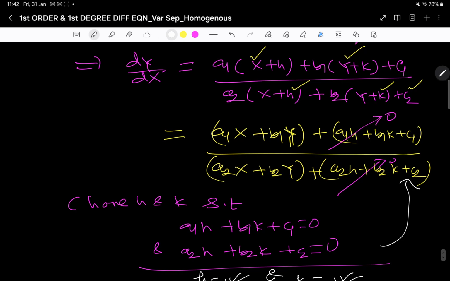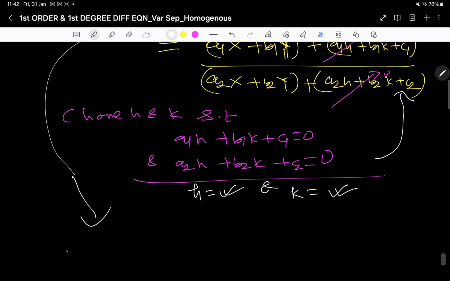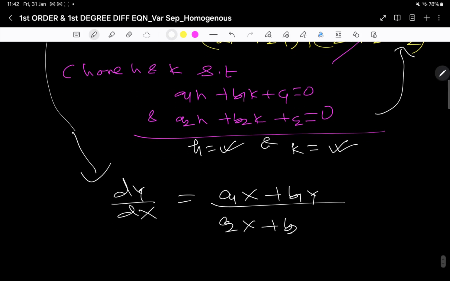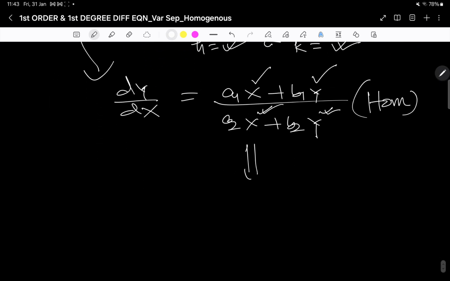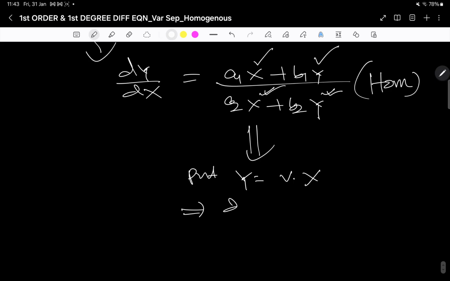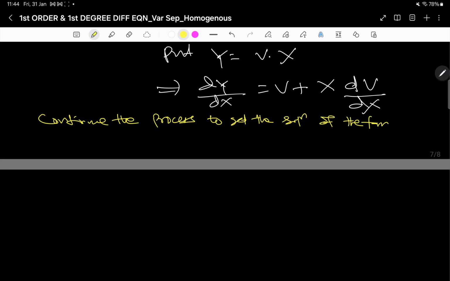So now this will reduce to capital dY by dX is equal to a1X plus b1Y divided by a2X plus b2Y. Now you see, the numerator is homogeneous of degree 1 and the denominator is homogeneous of degree 1, so therefore it is homogeneous. Since this is homogeneous, you put capital Y is equal to v into capital X and repeat the process. So dY by dX is equal to v plus capital X dv by dX. Now you continue the process, separate the variables, and get the solution of the form f(x, y) equal to 0. So this will be our final answer.